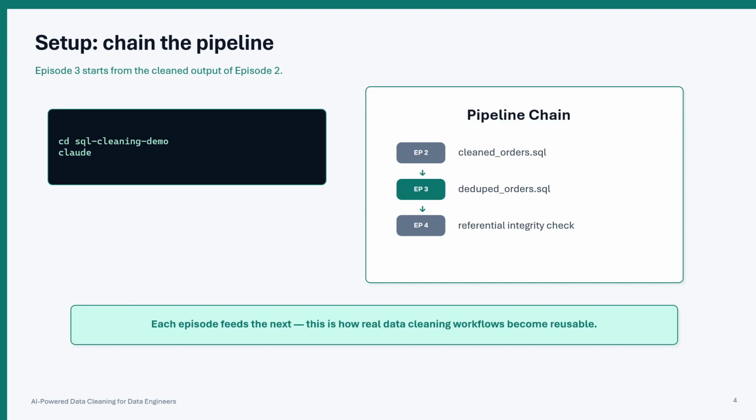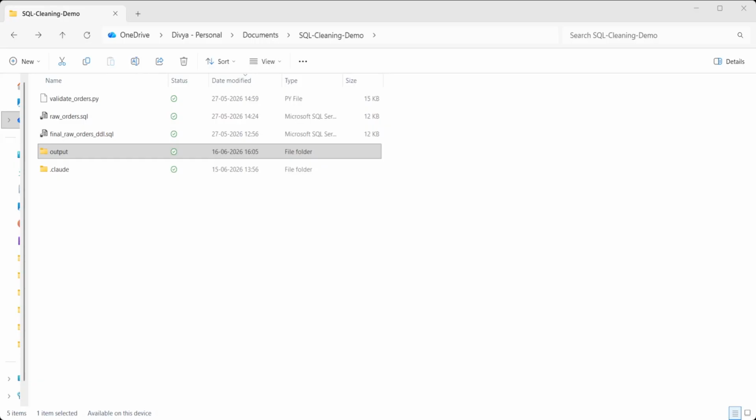Now let's check the pipeline setup. For this episode, we are reading from the file called clean_orders.sql, which we got from the previous episode. The pipeline flow is: first we use the clean orders file, and then we get the deduplicated orders.sql file, and this file will be passed to the next episode. This is how real data engineering pipelines work. Each step takes the output from the previous step and prepares the data for the next step.